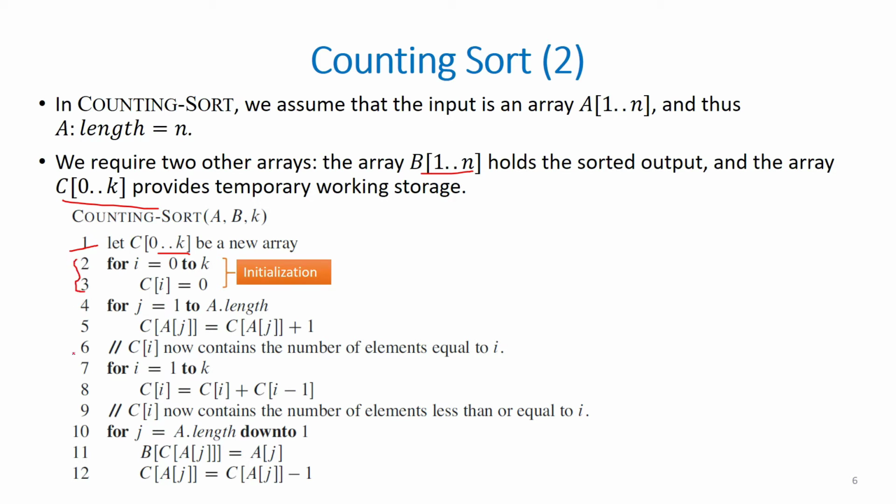In the second for loop, we see that C[i] now contains the number of elements equal to i. And in the third for loop, C[i] would contain the number of elements that are less than or equal to i. Note that in these two loops, we do not use any comparison tests. Finally, from line 10 onwards, we place the elements in the right position in the output array B.